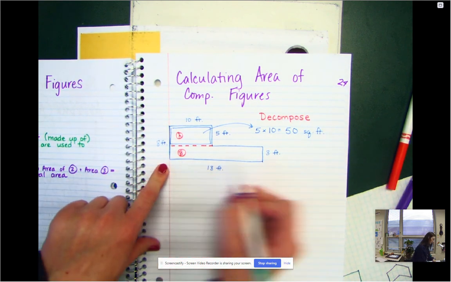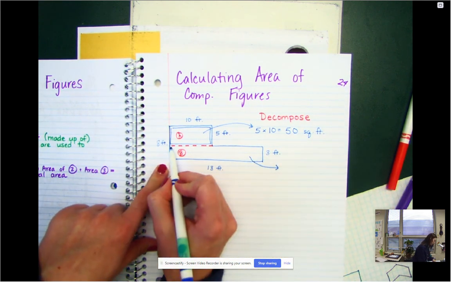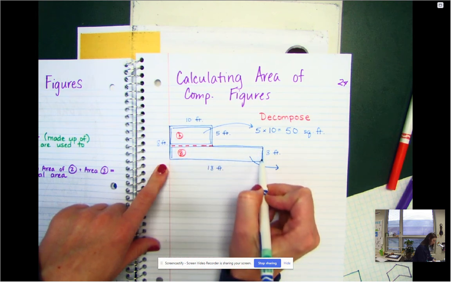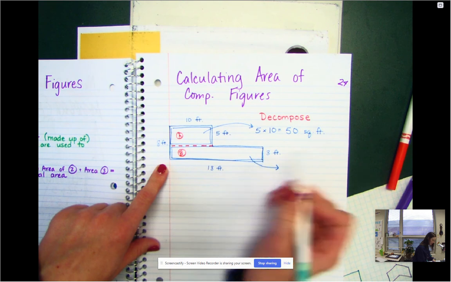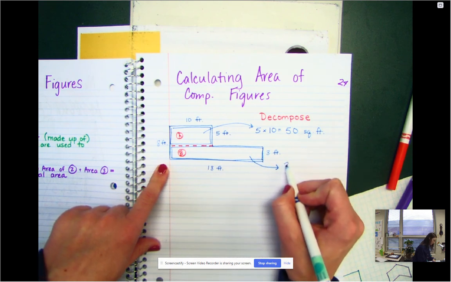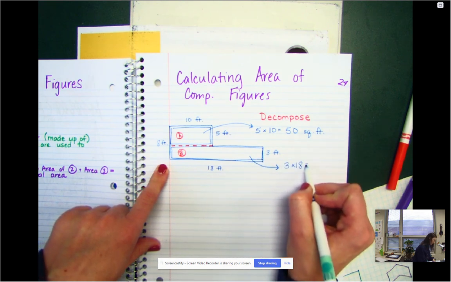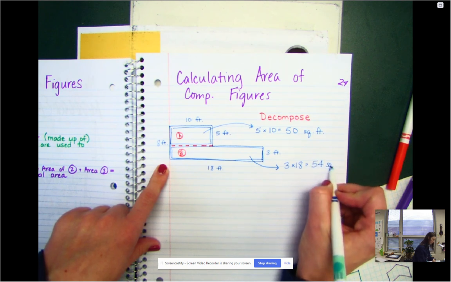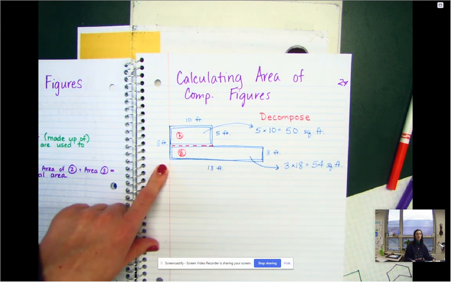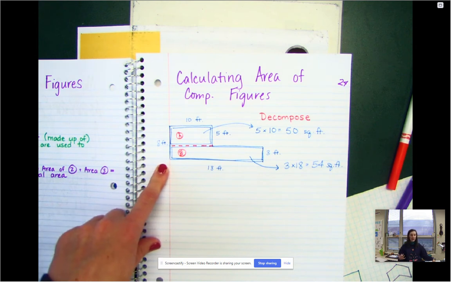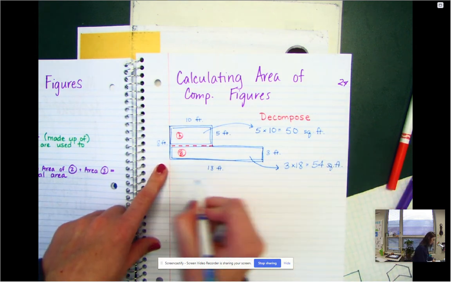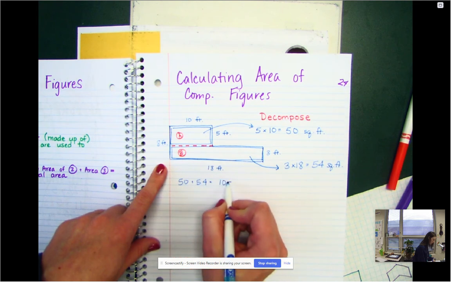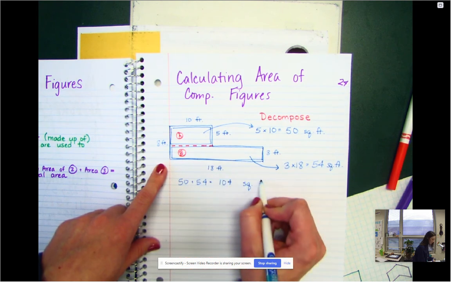And then I look at B. Again, be careful what you look at. I have 3 feet by 18 feet. Is that 54? And then, of course, I'm putting carpet down the whole thing, so I need to add these together. So 50 plus 54 equals 104 square feet of carpet that I'm going to need.